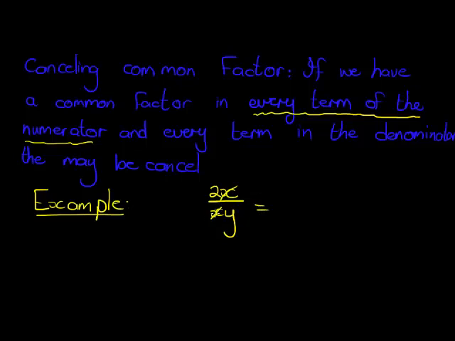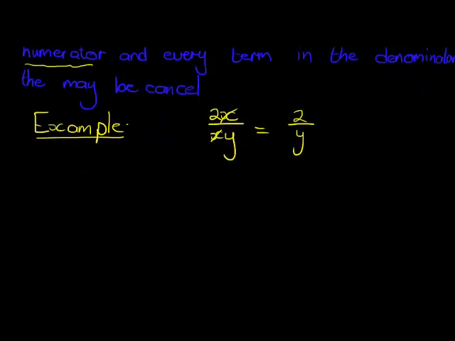Remember, if there was nothing left in the numerator or denominator, it would still just be a 1. So this would be 2 over y. How about if I had more terms in the numerator? Let's say I had 2x plus xy divided by, let's say, x plus xy.